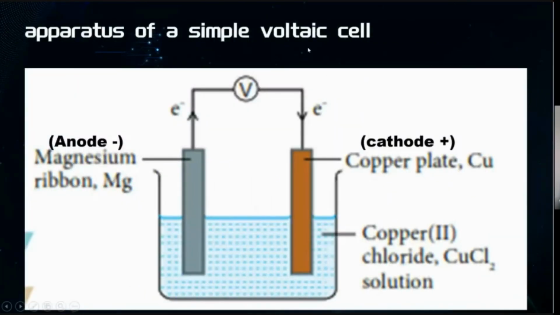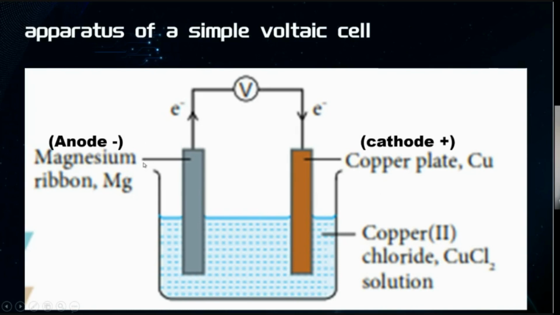Then the simple voltaic cell. Okay, a voltaic cell, remember, is a chemical cell. You won't see any battery. No battery. So here, how to determine the anode and cathode? We will use the E0 value. The more negative value becomes the anode, which undergoes oxidation, losing electrons.